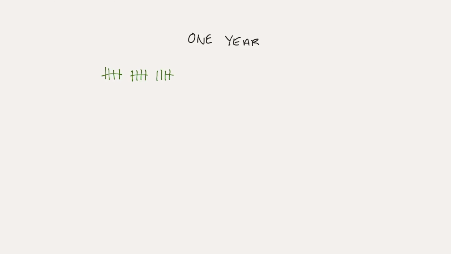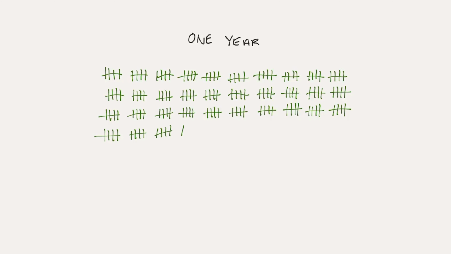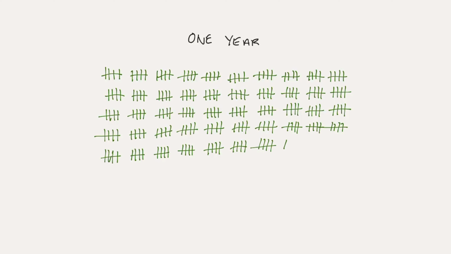Let's think about a year for a second. 1 year is equal to a whole lot of days. 365 days, to be exact, in most years. Other years, there are 366. You can see right now, that's a lot of tallying to do.